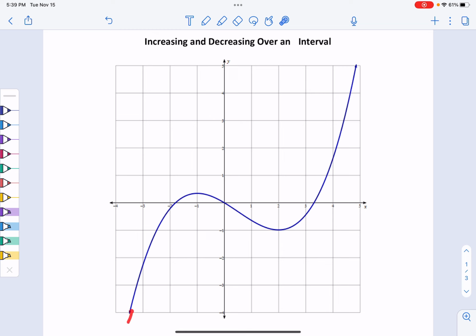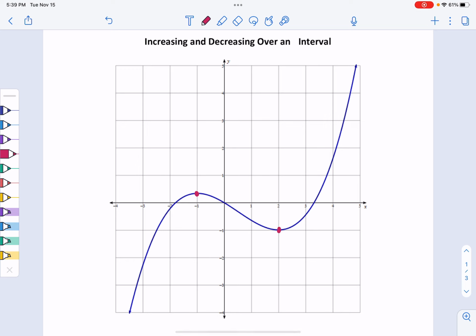I'm coming up from here. I'm coming up, up, up, up, up. I reach a point where I kind of turn around and I start going back down. Down, down, down. And then I turn again and I go back up. All right? So these points right here, where I said I kind of turn around, if you've already watched the max and min video, these are maximum and minimum points.